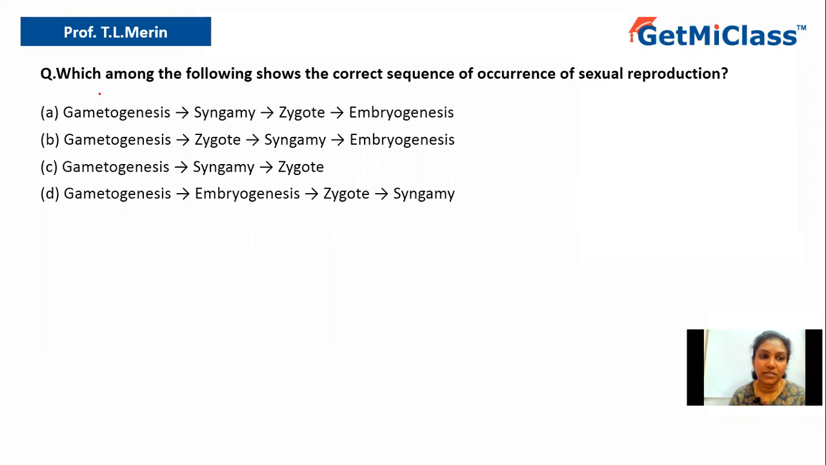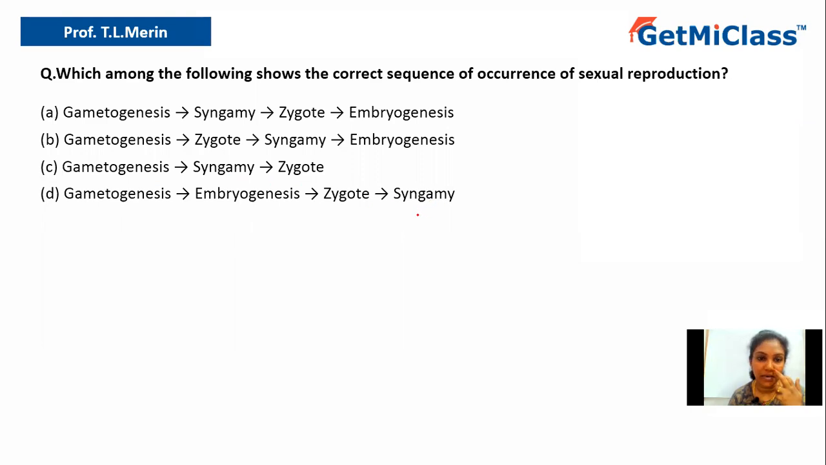Today we're going to solve this question which says: which among the following shows the correct sequence of occurrence of sexual reproduction? Option A, gametogenesis, syngamy, zygote, embryogenesis. That is the entire series they have given. Option B, gametogenesis, zygote, syngamy, embryogenesis. Option C, gametogenesis, syngamy, zygote. Option D, gametogenesis, embryogenesis, zygote, syngamy.